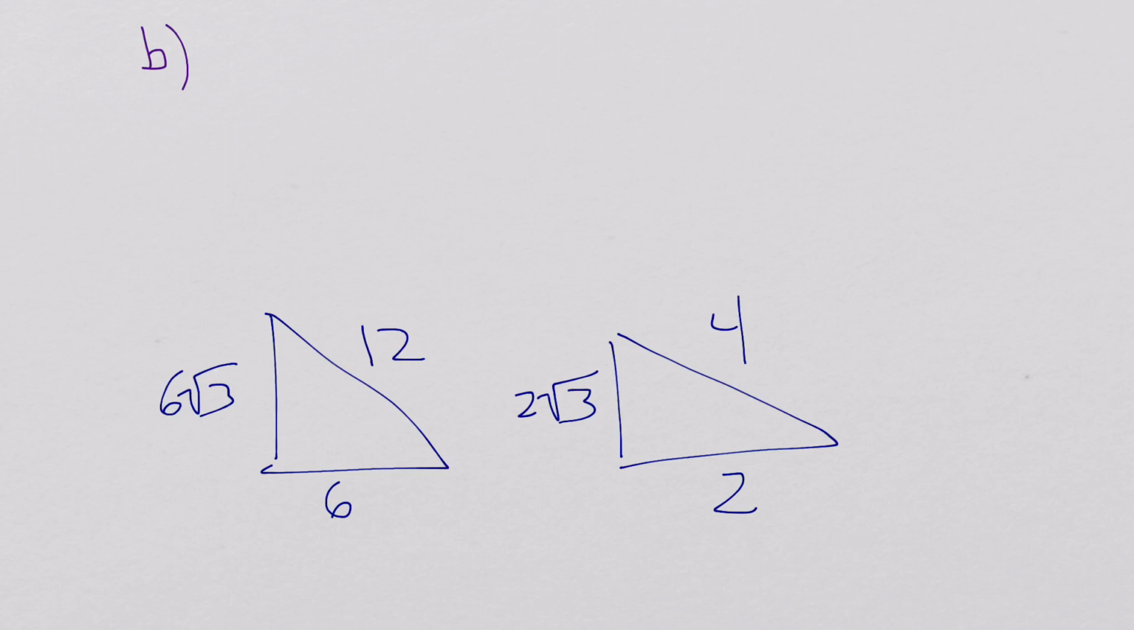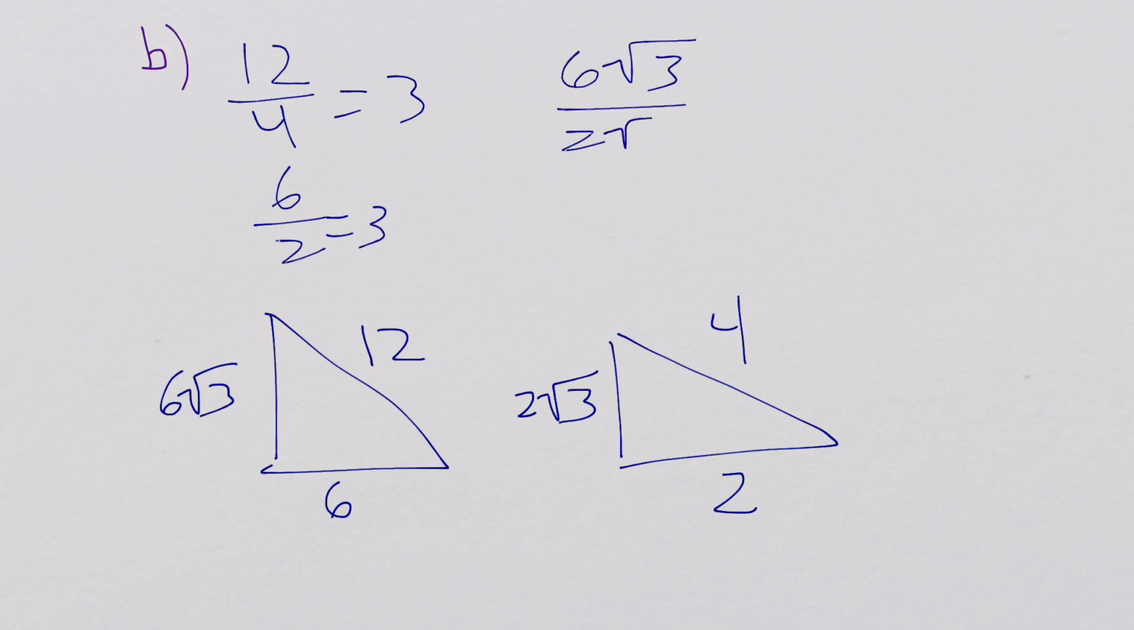Okay, if I'm searching for this, I can go like this. 12 divided by 4 is 3. 6 divided by 2 is 3. And 6 root 3 divided by 2 root 3: same on top, same on the bottom, cancels. So I have 6 divided by 2, which is also 3. So our zoom factor here is 3.